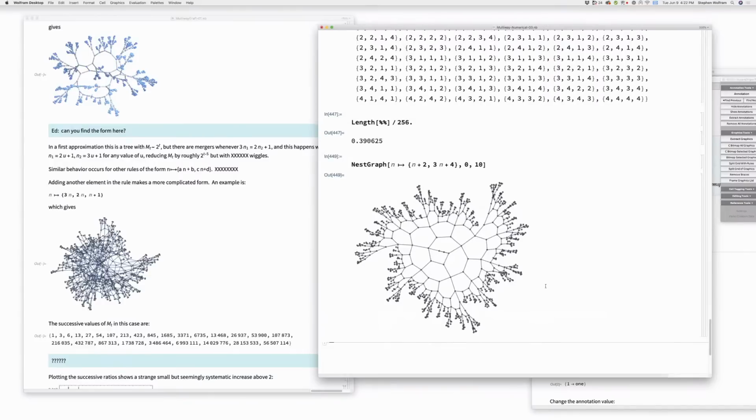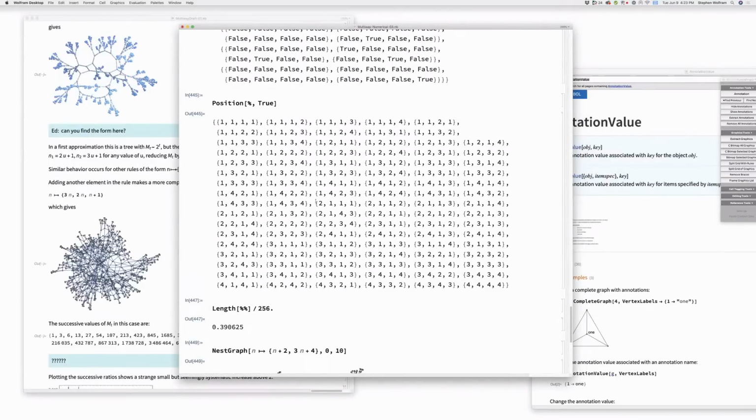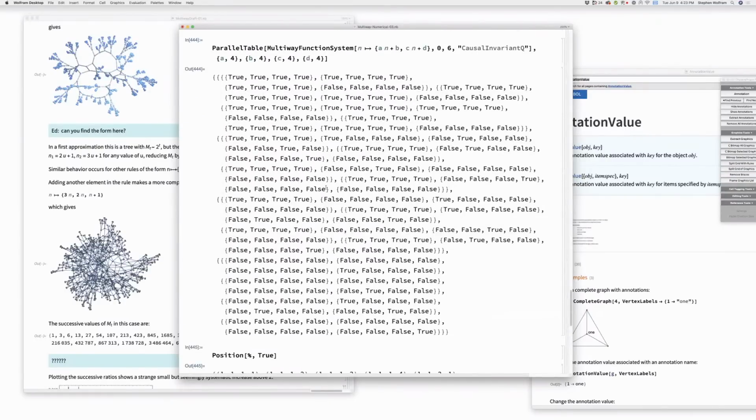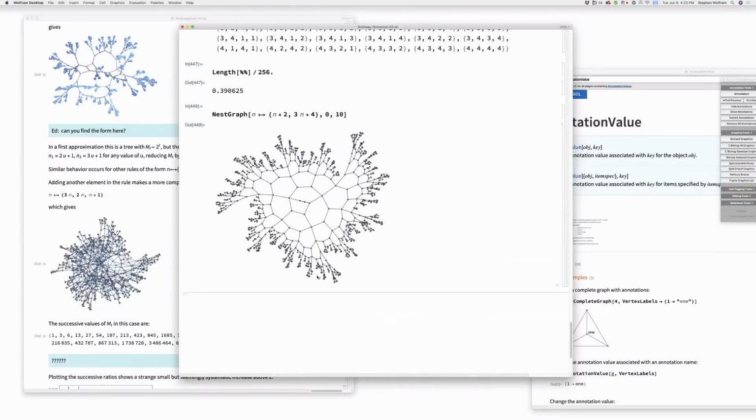Okay, so let's take a look at the nest graphs for the ones that say that they are causal invariant versus the ones that say they're not causal invariant, and see whether it's obvious. Well, actually, what we could do is just make for ABCD, yeah, let's just do this. Let's just go up to 3 because it seems like nothing exciting happens at 4, so that'll make it easier.